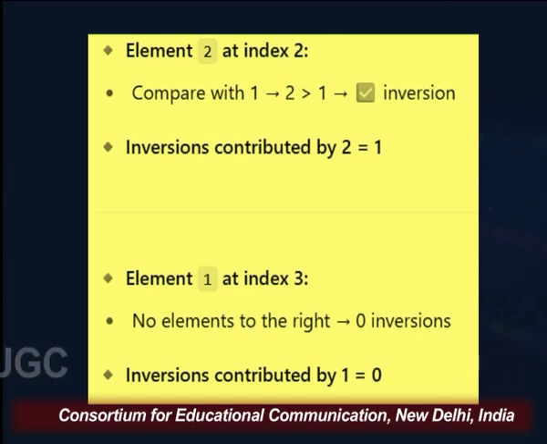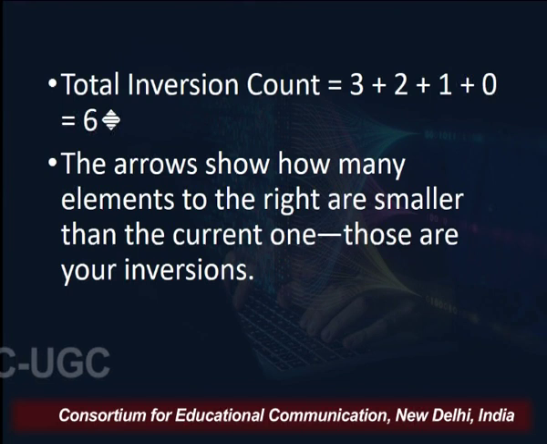So, in totality, it is coming to 3 plus 2 plus 1 plus 0. So, the overall total inversion count for this particular array is 6.